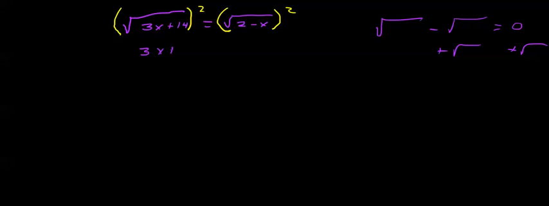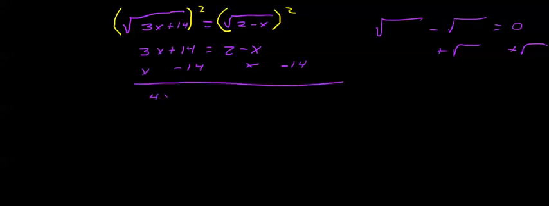3x plus 14 equals 2 minus x. I add x to both sides, subtract 14, and we get 4x equals, these cancel, 2 minus 14, negative 12, divide by 4, x is equal to negative 3. So our answer is negative 3, and we do our check.